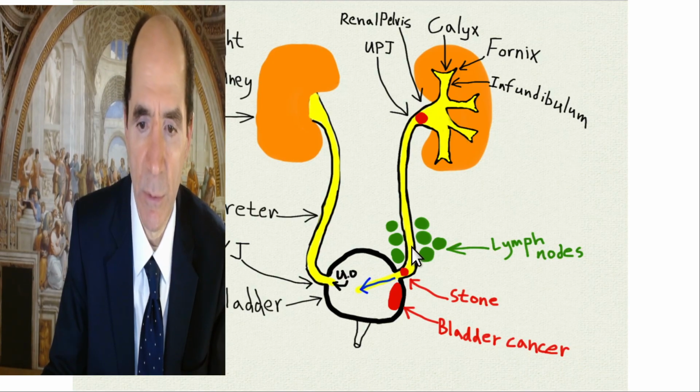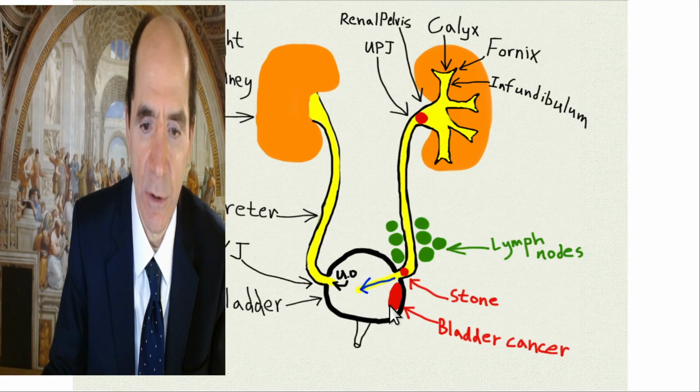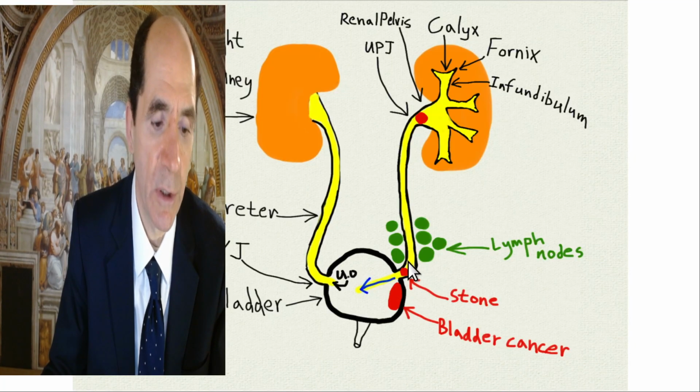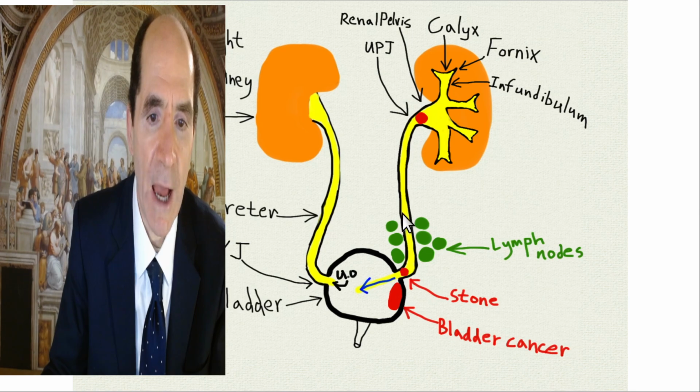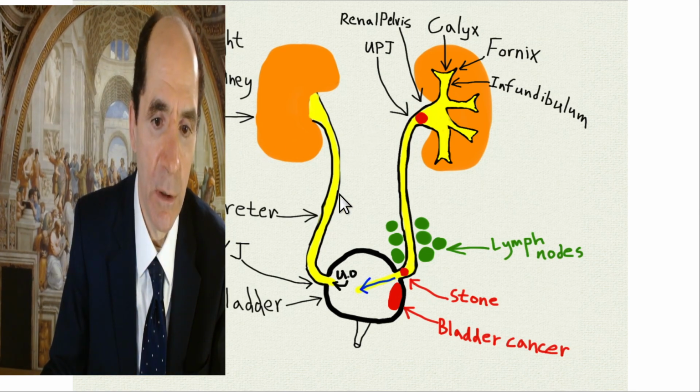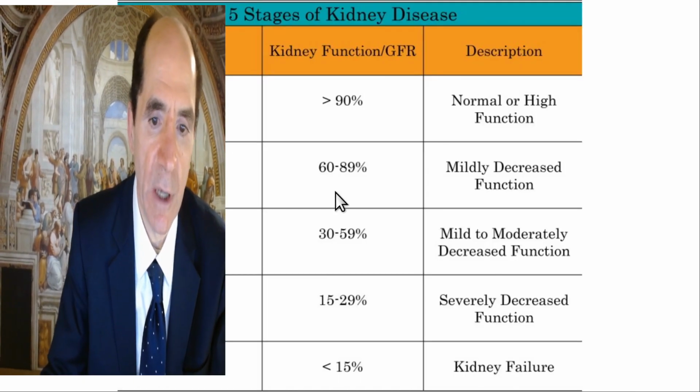You can obstruct the ureter with lymph nodes from a cancer. A stone can be lodged distally in the ureter. You can have a bladder cancer or prostate cancer obstructing it. Okay, but the most common cause is a disease of the kidney itself, like atherosclerosis, diabetes, hypertension.